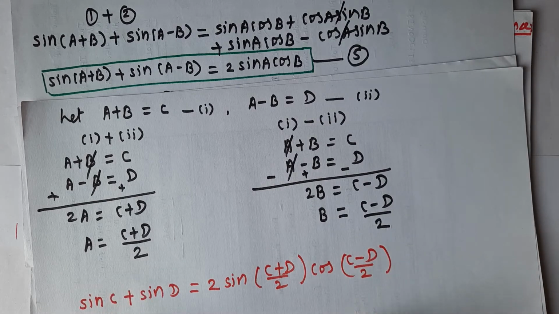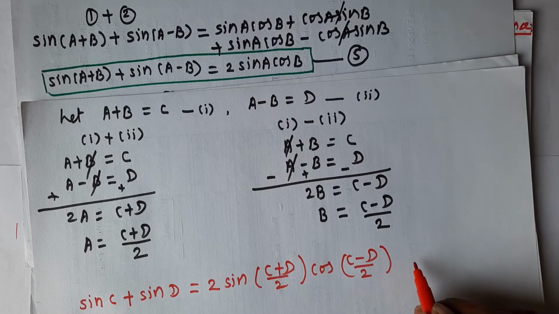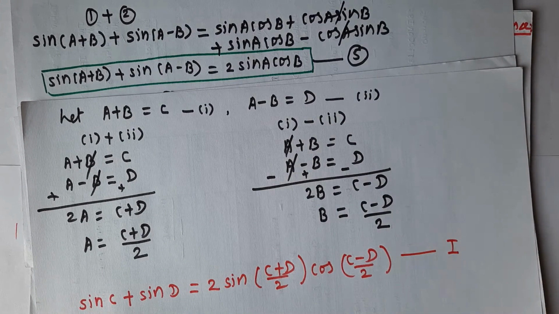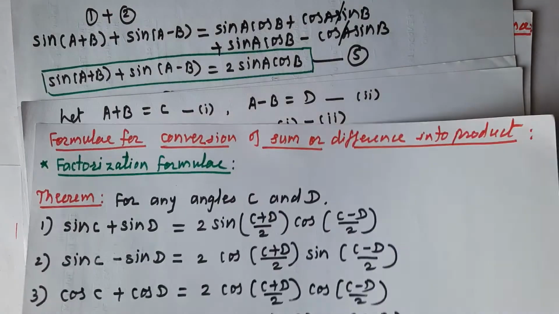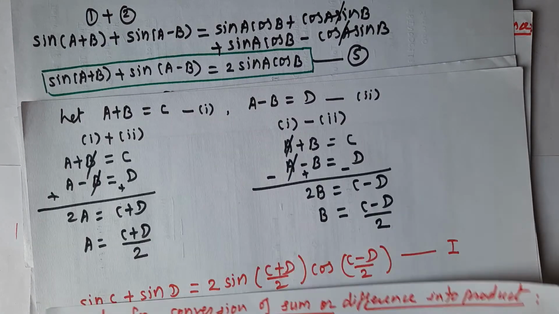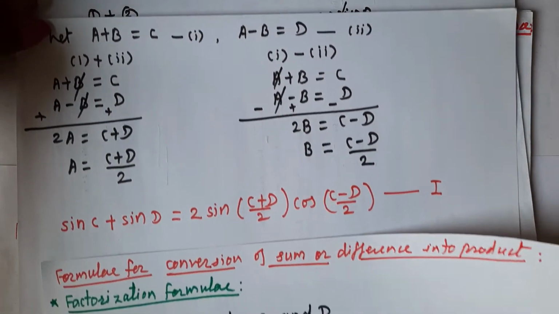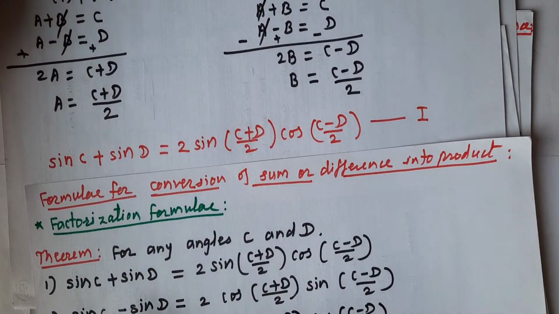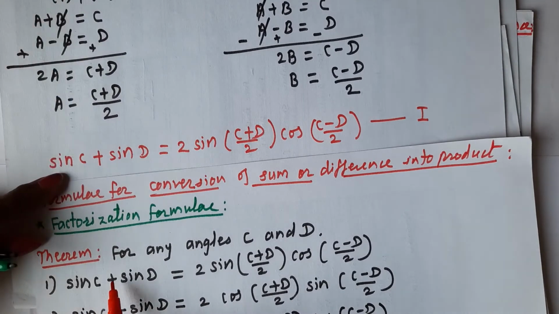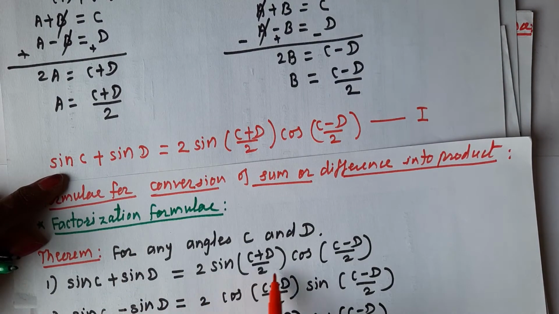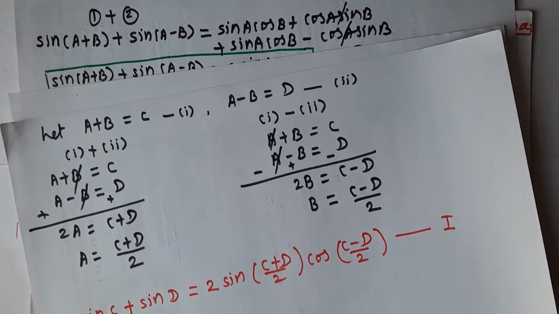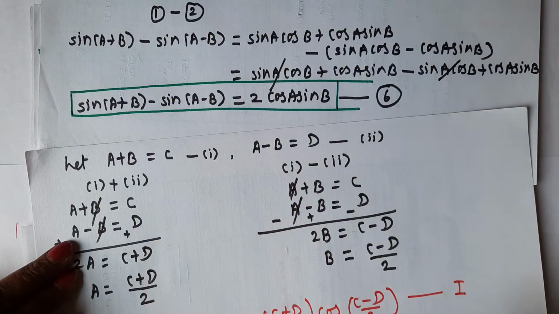Okay. In this way we have got our first formula. In the statement of theorem, this is our first formula. See, statement of theorem. In this way we have got our first formula. Sin c plus sin d is equal to 2 times sin (c plus d by 2) cos (c minus d by 2). Okay.